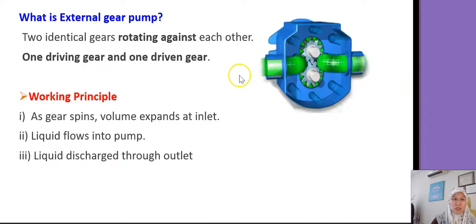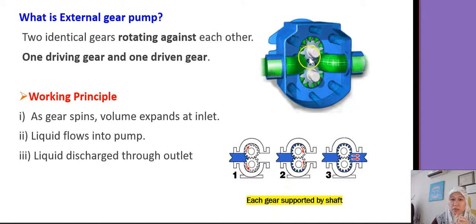Okay, let's look at the working principle. What is an external pump? Two identical gears rotating against each other. That's the keyword, against each other. One is the driving gear and one is the driven gear. Each gear is supported by a shaft, so they must have opposite rotation. This shaft is different from that shaft, and the rotation cannot be the same, because it must be opposite.